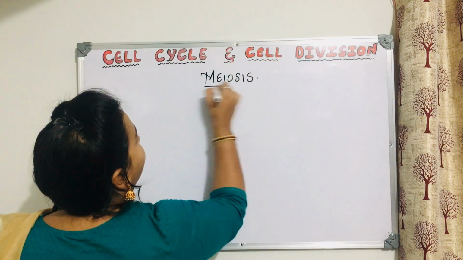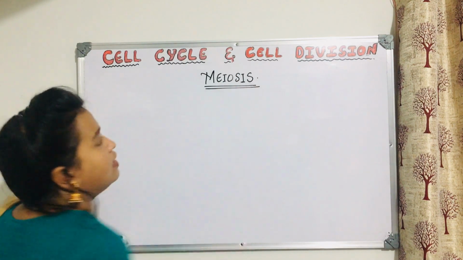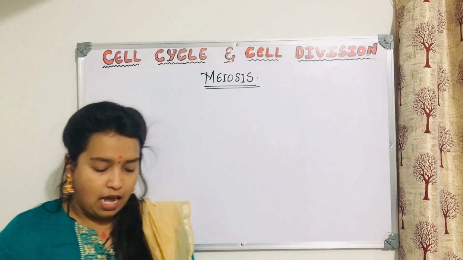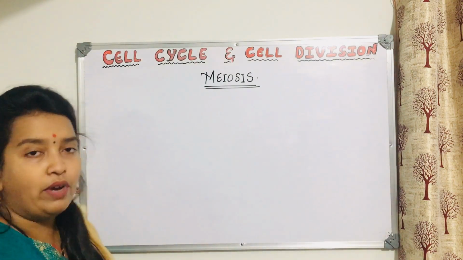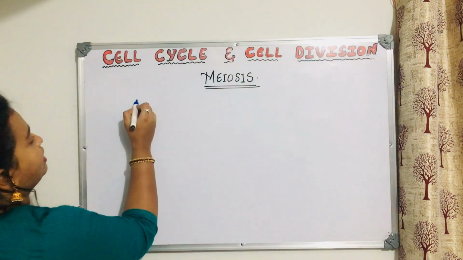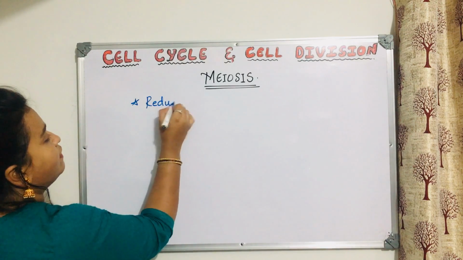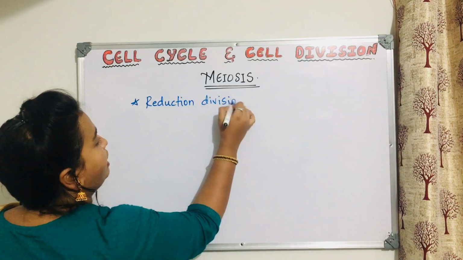Meiosis division. First of all, what we'll understand in this are some key points. What is meiosis? We have already discussed, but let us understand some key points and then we will understand those key points in detail. The first thing about meiosis: it is a reduction division. Do you agree with me?